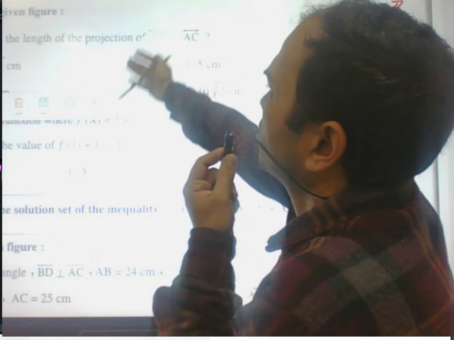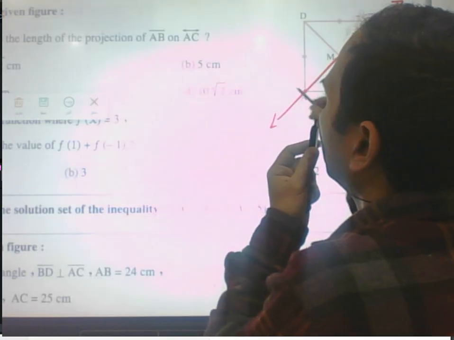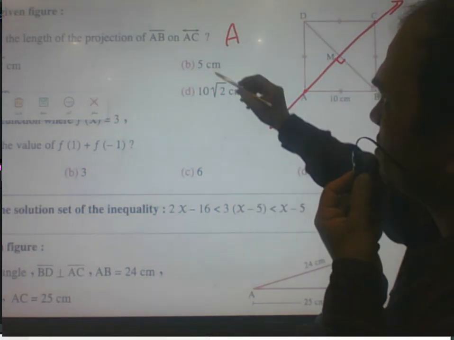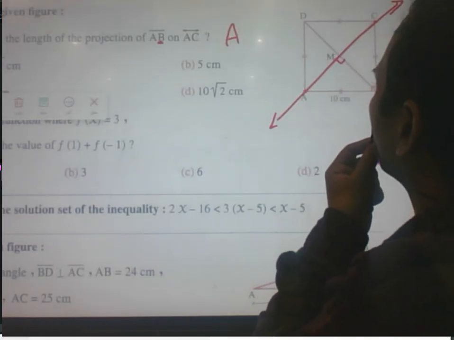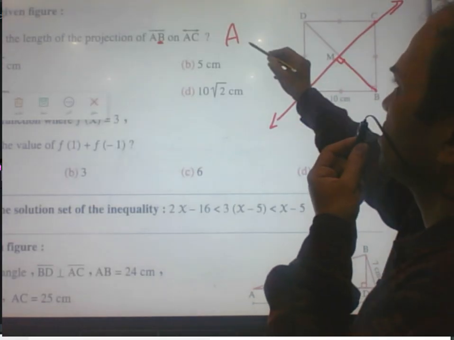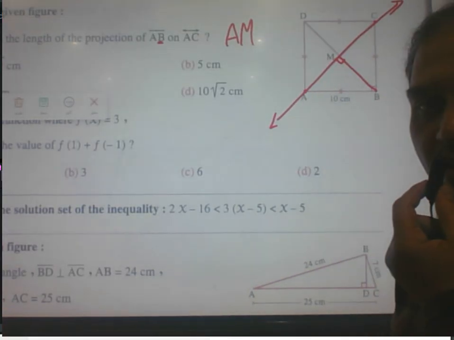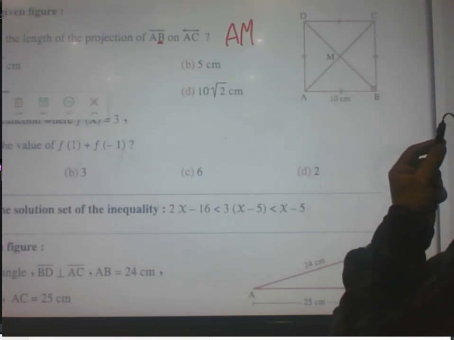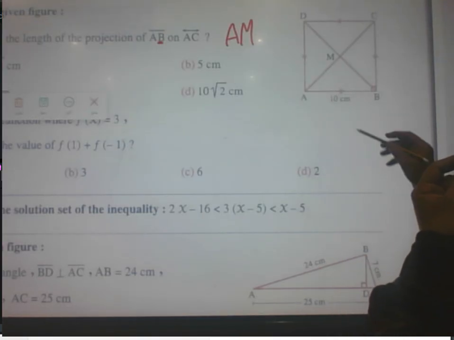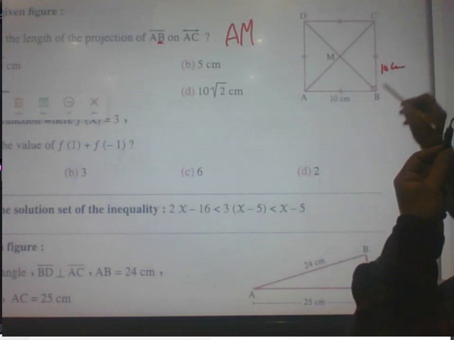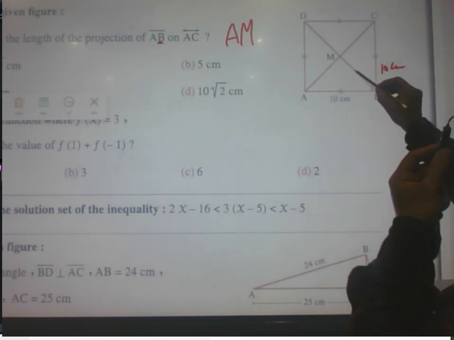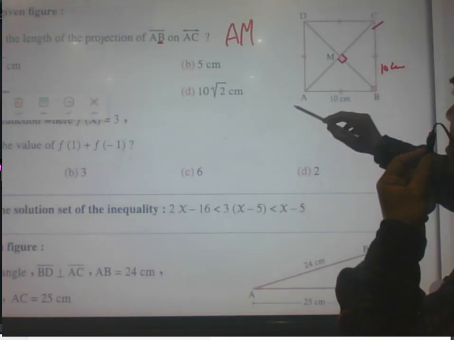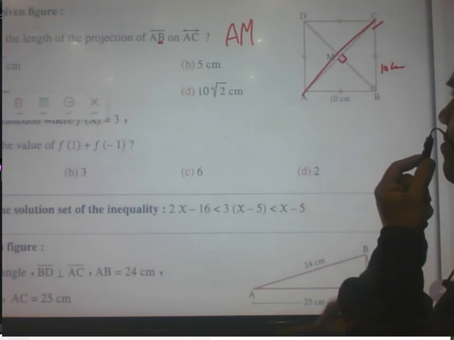Again, the projection of A is A, because A lies on the straight line. And the projection of point B goes to M. So you want to find the length of AM. How can we find the length of AM? We can use Euclid's theorem or the Pythagorean theorem. We have 10 centimeters here, and we have a perpendicular here. Then we can find the length of AC from the Pythagorean theorem.